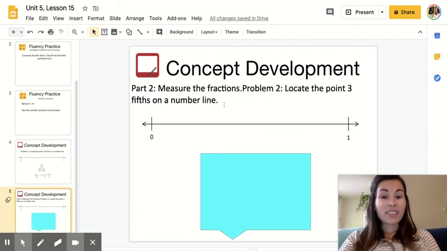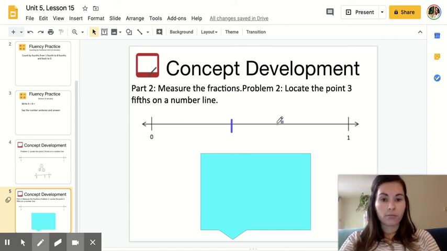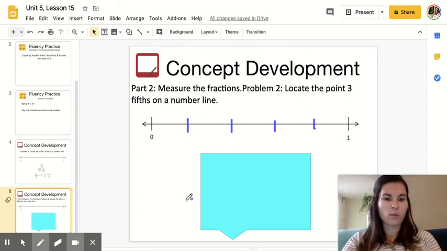Now I need to find 3/5 on a number line. What's my first step? Exactly, I have to divide it into fifths. Can you check for me? Is this 5 equal parts? 1, 2, 3, 4. Yep, good to go.